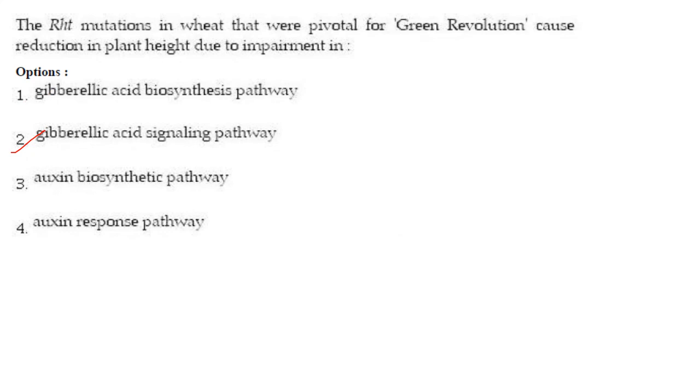Next one. The Rht mutation in wheat that was pivotal for the green revolution caused reduction in plant height due to impairment in option 1, gibberellic acid biosynthesis pathway, option 2, gibberellic acid signaling pathway, 3, auxin biosynthetic pathway, and 4, auxin response pathway. Answer is option 2, gibberellic acid signaling pathway.